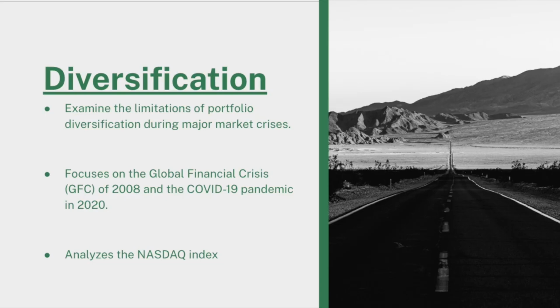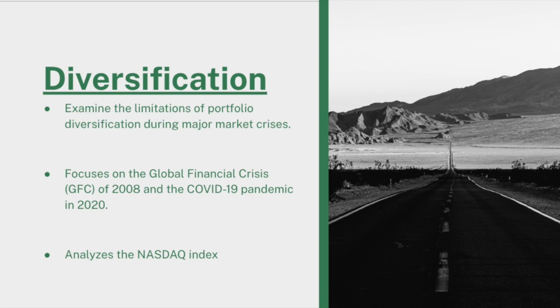So this section investigates the limitations of portfolio diversification during major market crises, specifically the global financial crisis of 2008 and the COVID-19 pandemic in 2020. By analyzing the Nasdaq index and three of its major component stocks, which are Nvidia, Microsoft, and Intel, this study explores how volatility and asset correlations change during these periods.